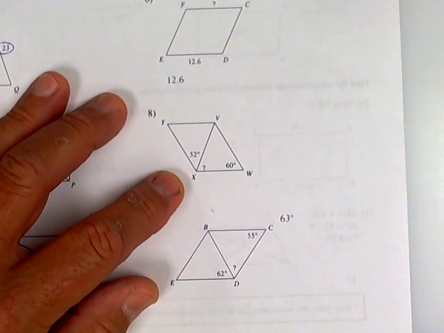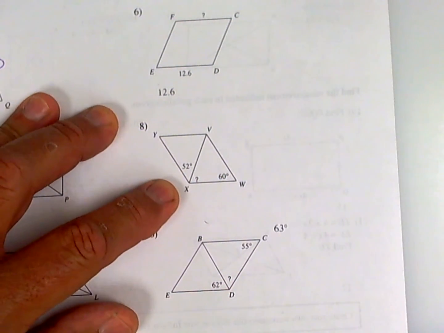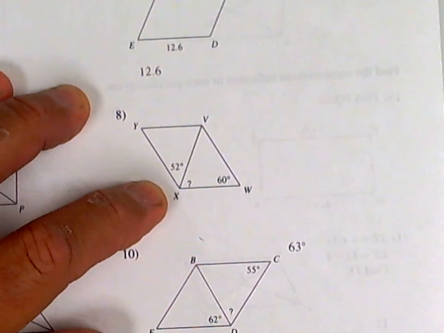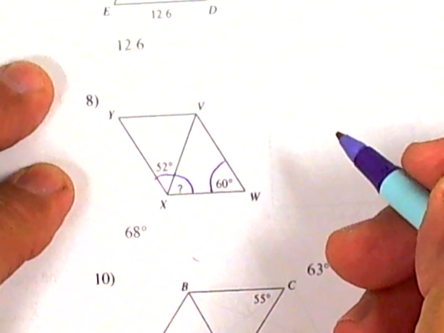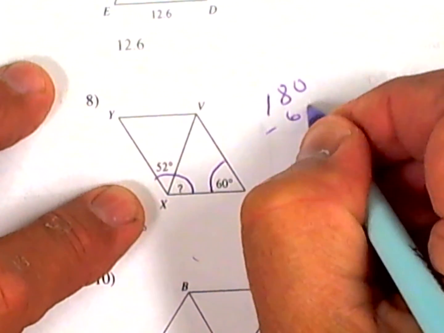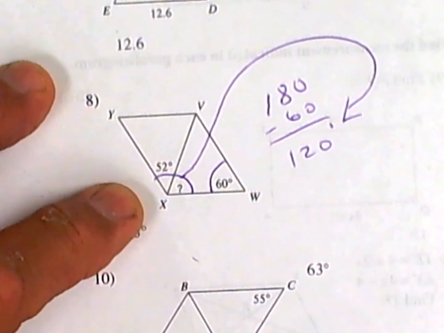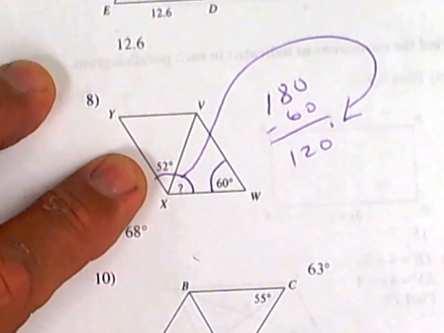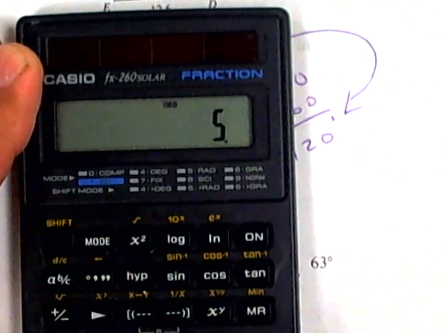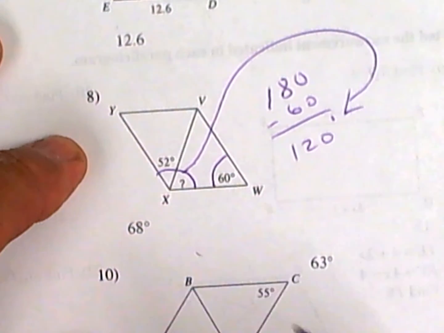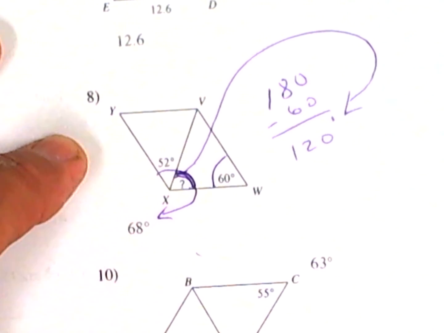Now let's take a look at this one. All right, so take a look at this one. Draw this diagram right here. Well, we know that this angle and this angle add up to 180. So you take 180 minus 60, and you get 120. So this angle right here is equal to 120 degrees. But we already have 52. So you're going to subtract 120 minus 52, and that should give you your answer. It should be 68 degrees. And so from here to here is 68 degrees, and that is the answer.